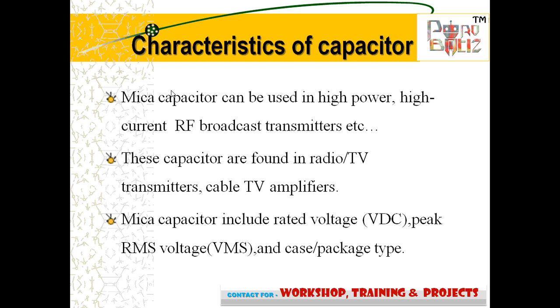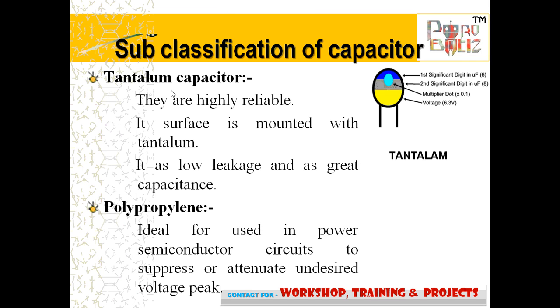Now discuss the characteristics of capacitor. Mica capacitor can be used in high power, high current, RF broadcast transmitters, etc. This capacitor is found in radio or TV transmitters, cables, TV amplifiers. Mica capacitor includes rated voltage, peak, RMS value voltage, and case or package type.